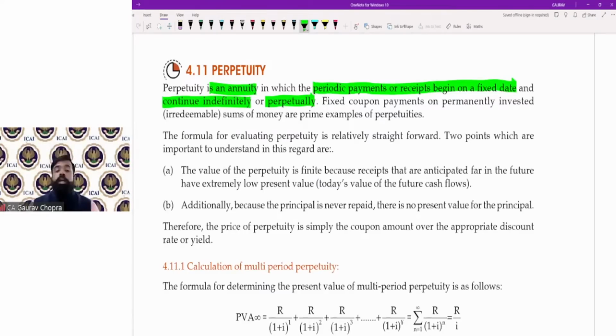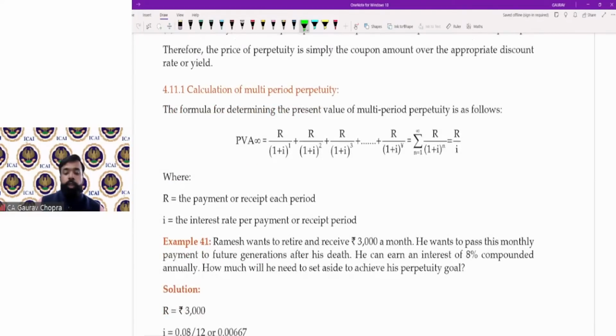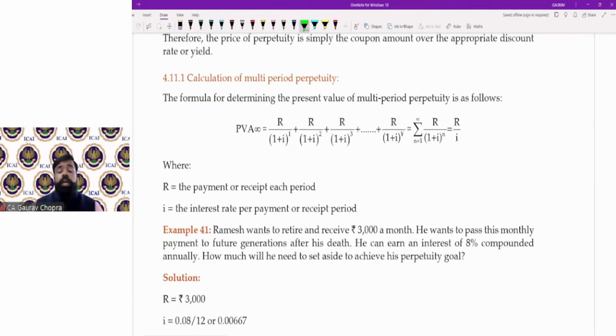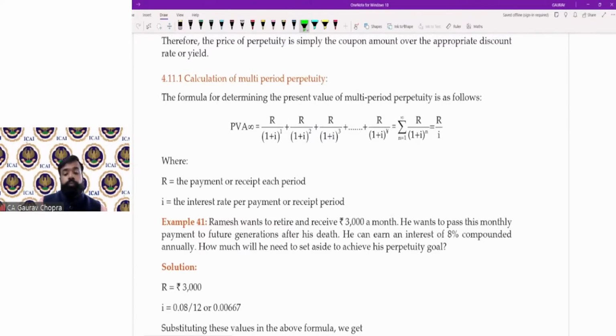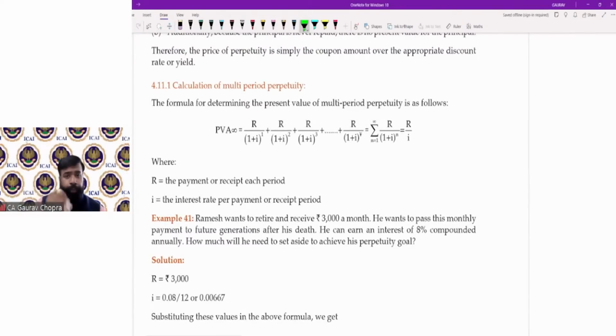Now what is the formula for this perpetuity? The formula is very very simple. Perpetuity is equal to R upon I. So let's say कोई पर्सन अगर आपको कहता है कि I will pay you 50,000 every year. 50,000 आपको वो पे करेगा as a pension every year and rate of interest is 10%.